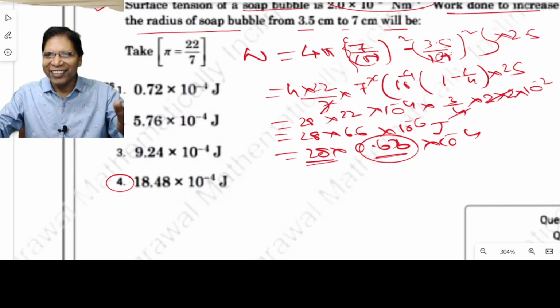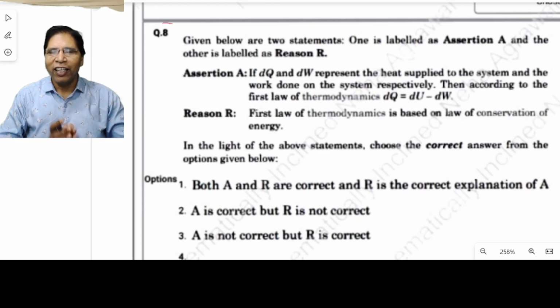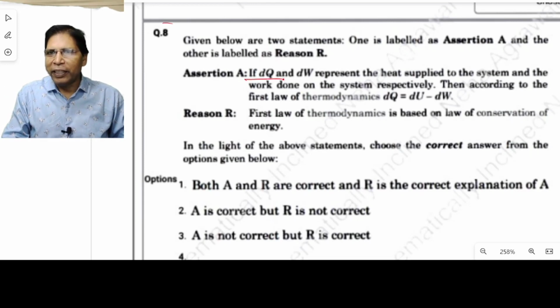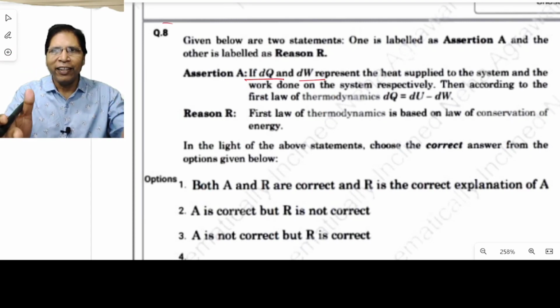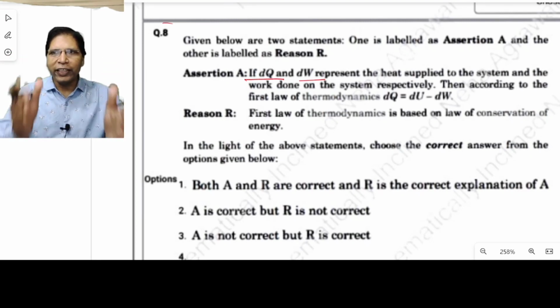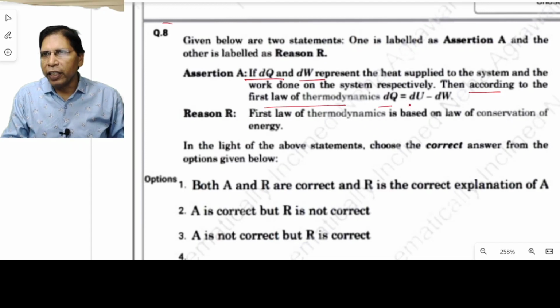Okay, next. Now question number 8. This is the assertion and reasoning type question. Now assertion A: If dq and dw represent the heat supplied and work done on the system respectively, then according to the first law of thermodynamics, dq equals du plus delta w. So this is the wrong statement.